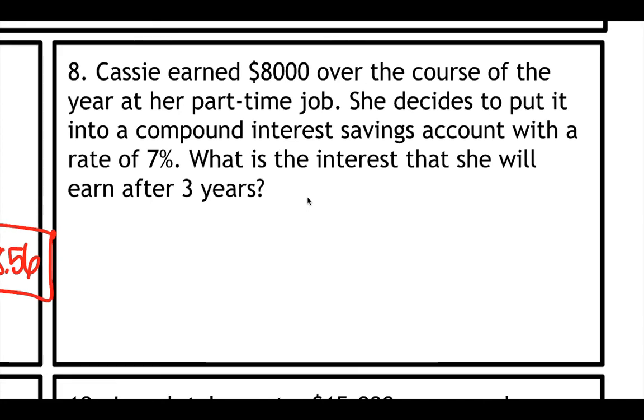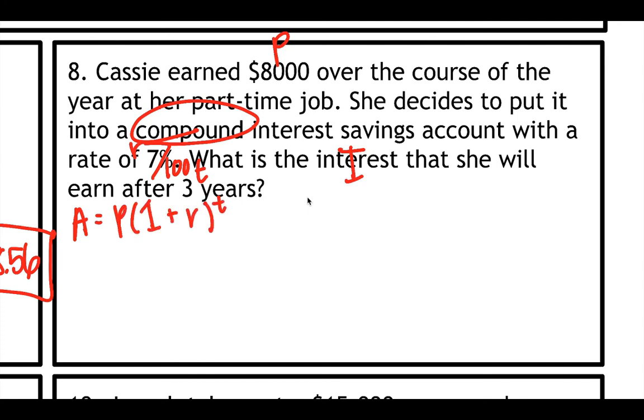Okay, Cassie earned $8,000 over the course of the year at her part-time job. So we earned that. That's a P. She decides to put it in a compound interest savings account with a rate of 7%. So compound, rate is R, put it over 100 already. What is the interest? So an I. That she will earn after 3 years. That's our time. Miss Miller, what do I do next? Write my formula. A equals P(1 plus R) to the T power. And we always mark our A as total. True.